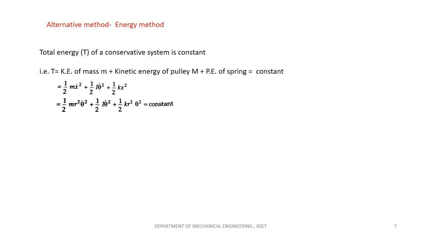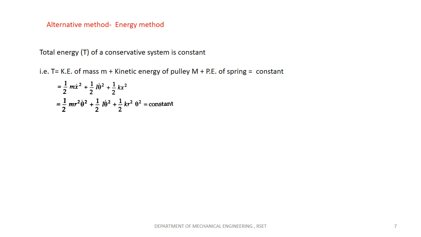The first term represents the kinetic energy of the mass, small m: half m v square, where v is the velocity, that is x dot square. Next is the kinetic energy of the pulley. Since this is a rotating body, instead of m we need to use the moment of inertia. That is the main difference between rotating parts and translating parts. The first one is a translating body, with linear motion. The second one is a rotating body, so the kinetic energy is half I omega square. Omega is theta dot.